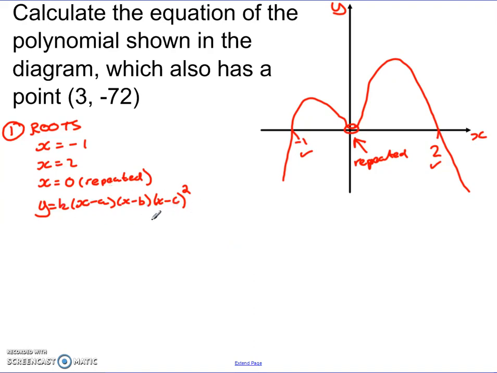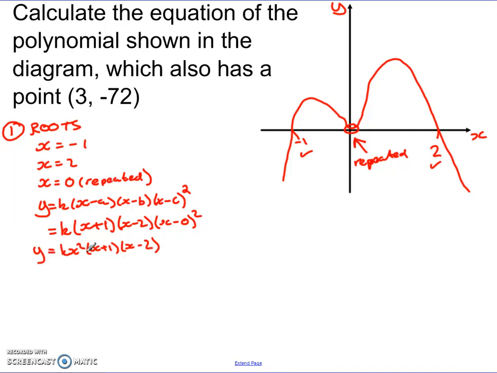What we're able to then do at this point is substitute in. Now, the only thing you have to be careful of is if you've got a squared bracket like this, you put the correct value in. So it'd be k(x - a), so let's make the first one a. So a is -1, so it'd be (x + 1). Remember, minus minus gives you a plus. (x - b) would be (x - 2), and the (x - c) would be (x - 0), but again, remember, it's squared with that 0. We can simplify this last bracket, get rid of the 0, and we get y = kx²(x + 1)(x - 2). That's our equation for y.